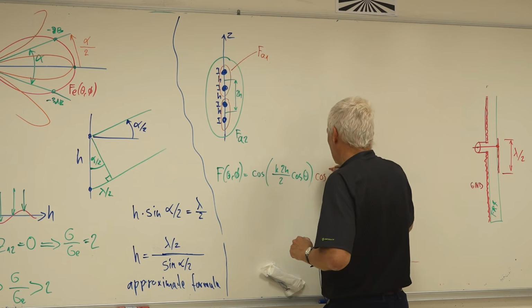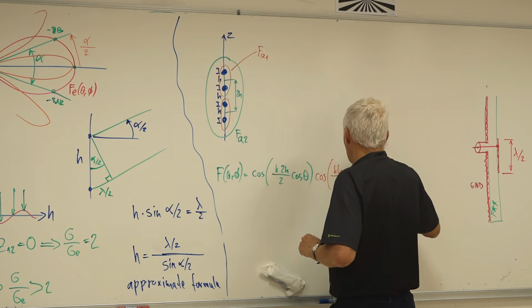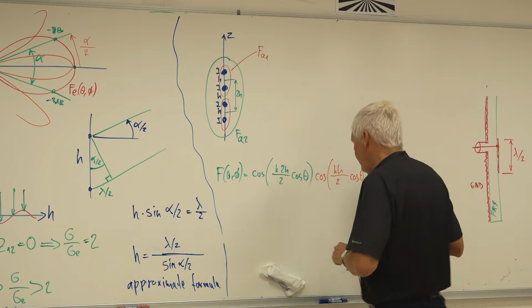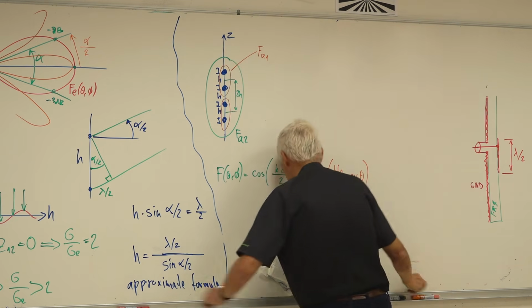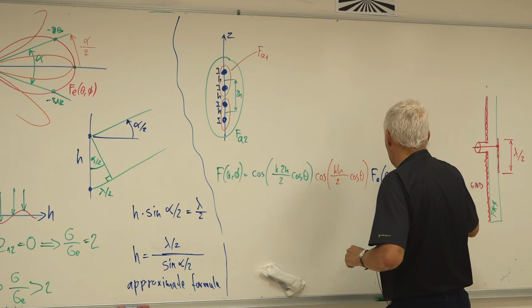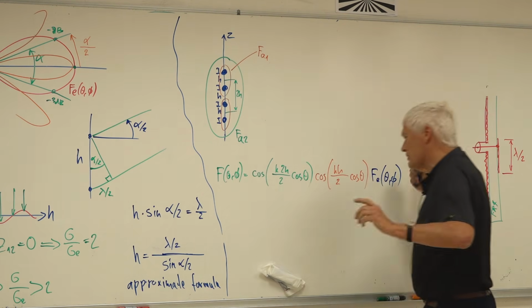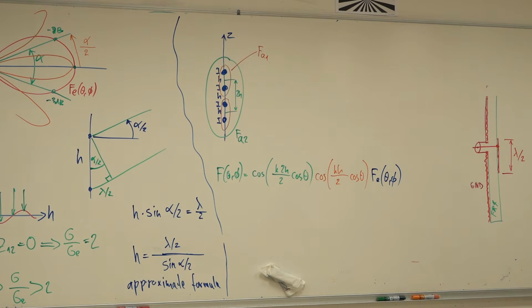It's cosine of kh half cosine theta. And finally, we have our element, whatever it is, our radiation pattern of our element h of theta and phi, if we know it, or if they were omnidirectional antennas, they are just one. But we can simply combine more than one array in one dimension.